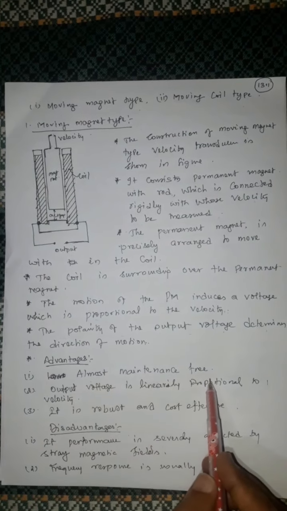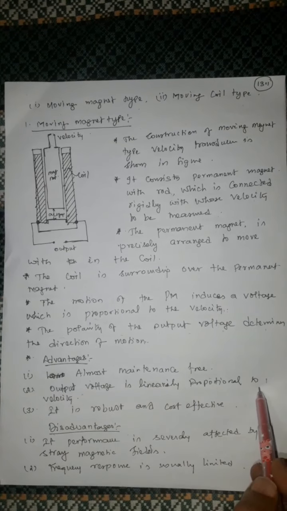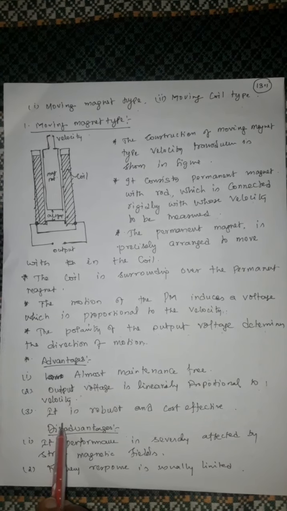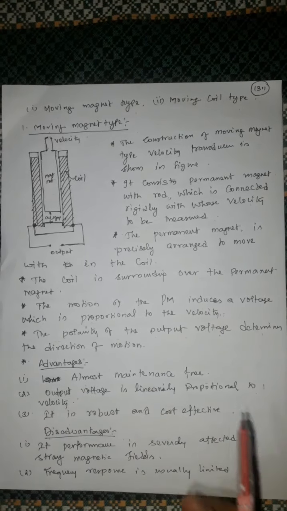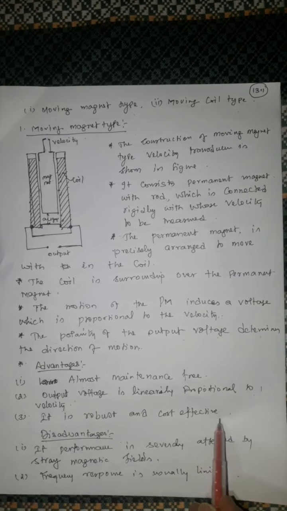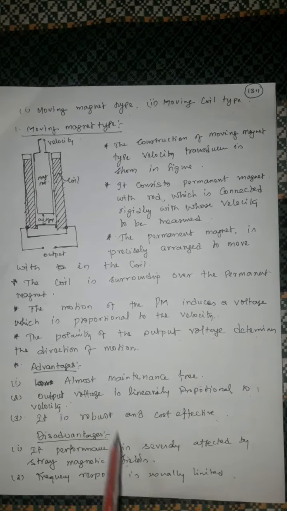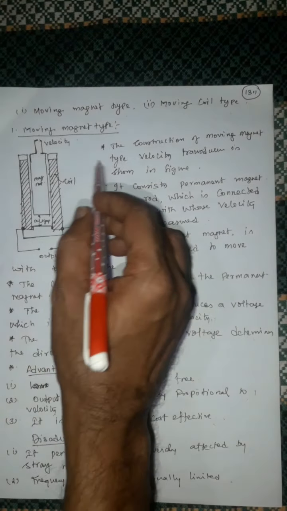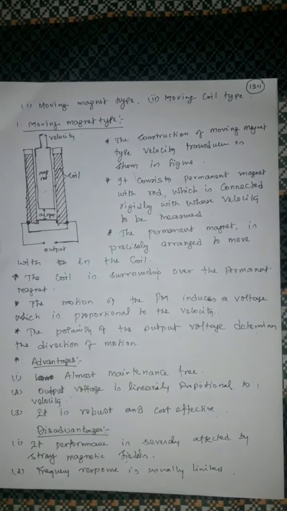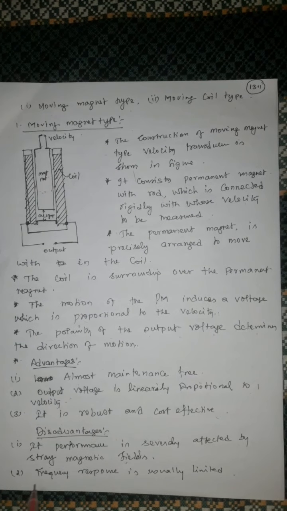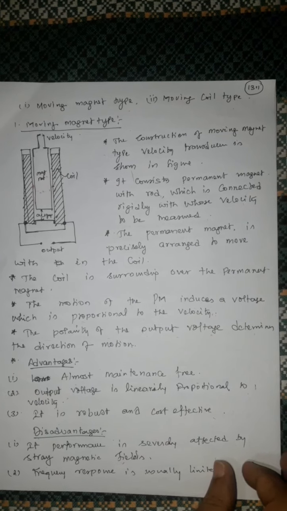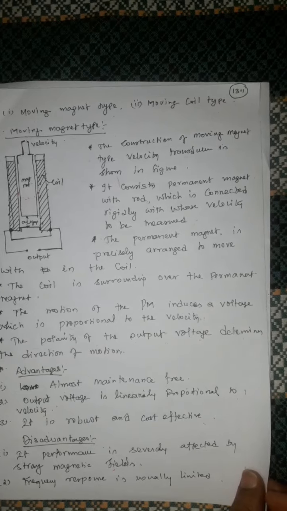Advantages: it is almost maintenance free. The output voltage is linearly proportional to the velocity. It is robust, meaning rigid, and cost effective. Disadvantage: its performance is severely affected by stray magnetic fields. If any other magnetic field is present, it affects your performance or output. Frequency response is limited.